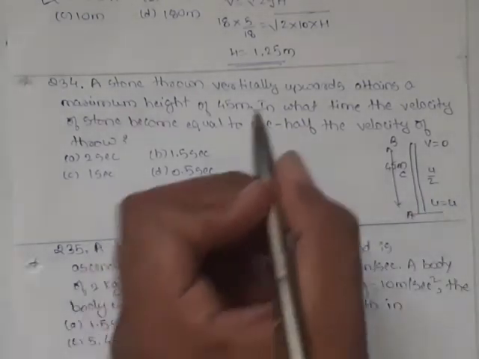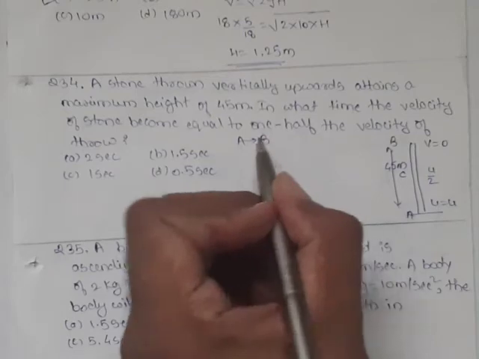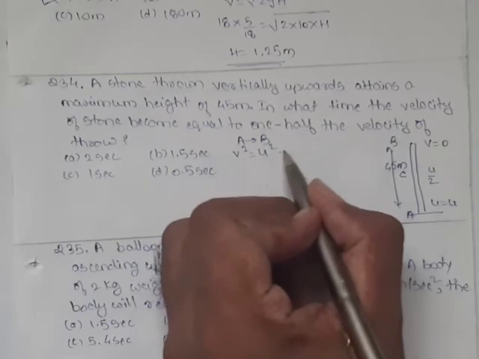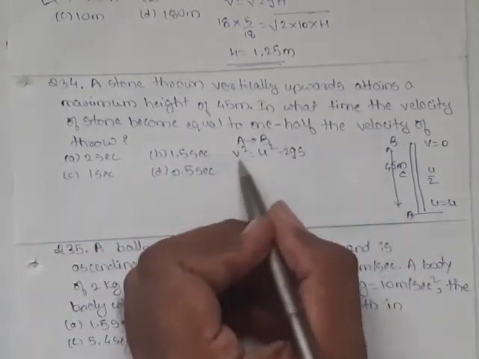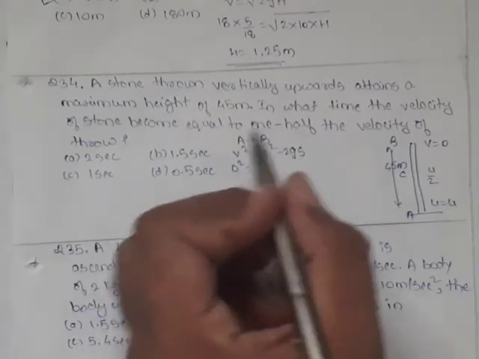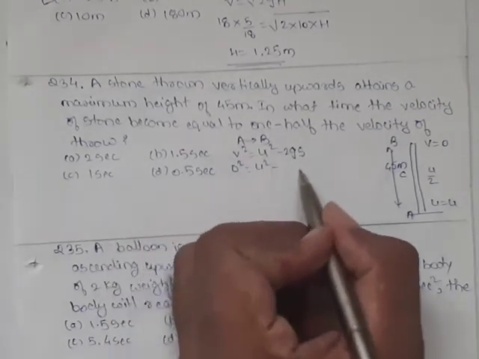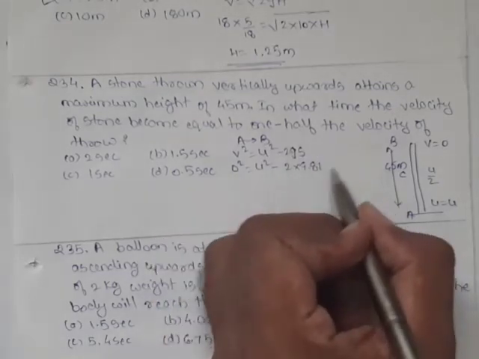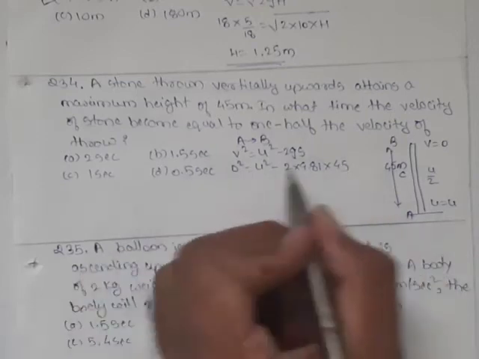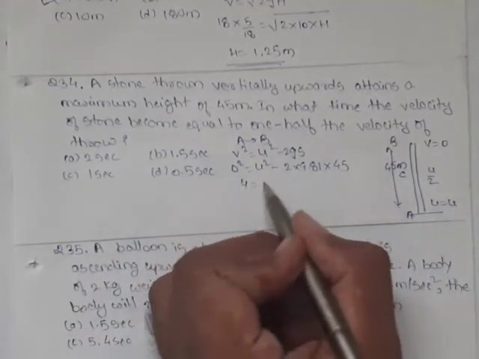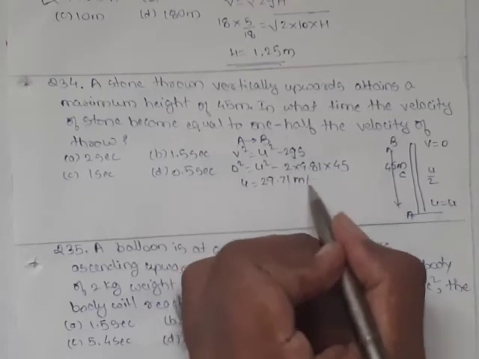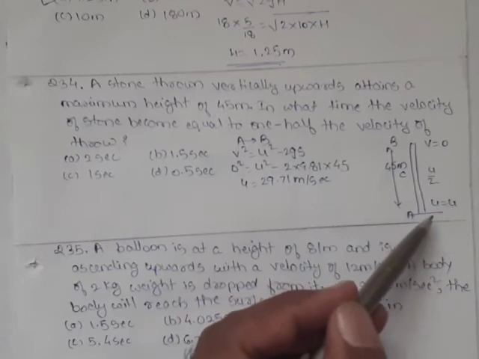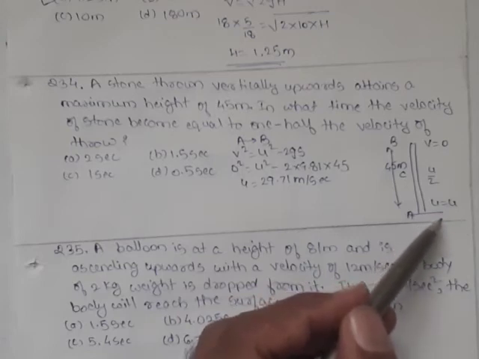For the journey from A to B, if we use our third kinematical equation, v square equal to u square minus 2gs. V, the final velocity at B, is equal to 0. Initial velocity u is written as it is, 2 into g, which is 9.81, into the distance between A and B, which is 45. By solving this we get the value of u equal to 29.71 meter per second. Sorry, meter per second, not meter per second square. Initially at A the velocity was 29.71 meter per second.